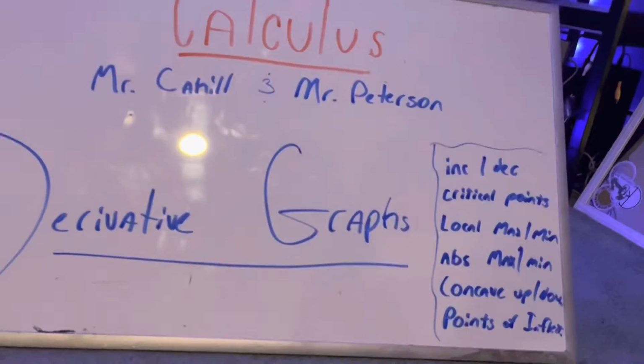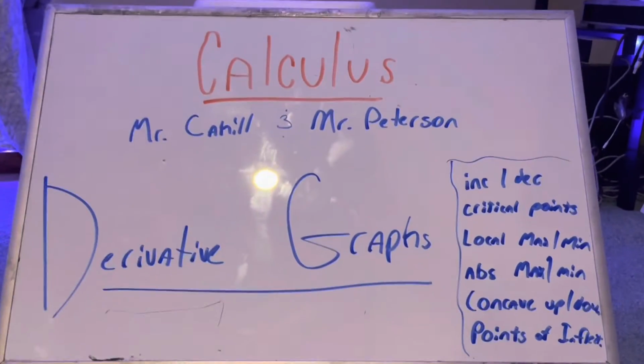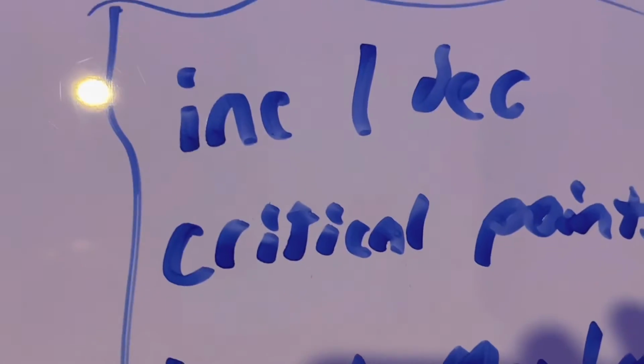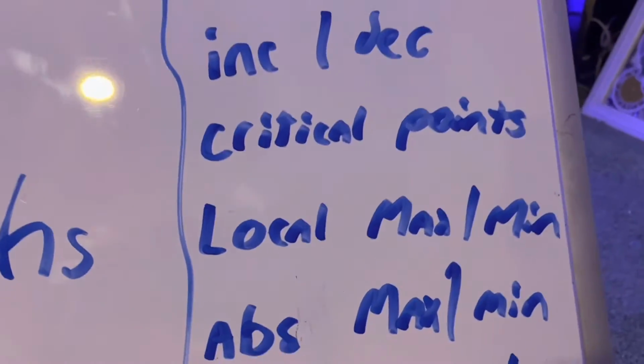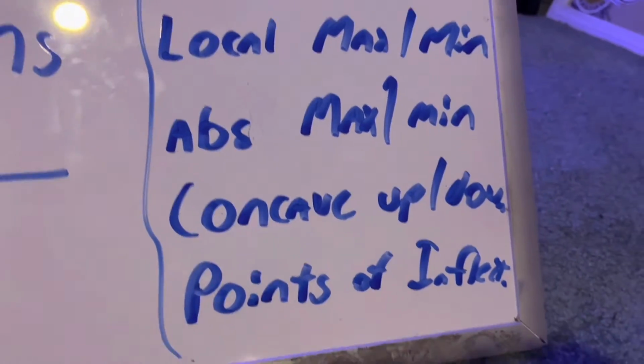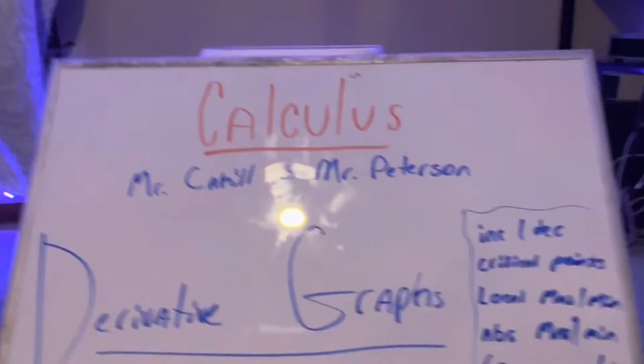So we'll be looking into graphs that show the first derivative of a function, and we'll be analyzing the increasing, decreasing, critical points, local max and min, absolute max and min, concavity, and points of inflection on that graph.